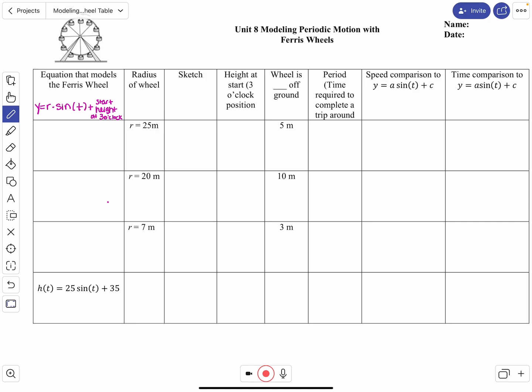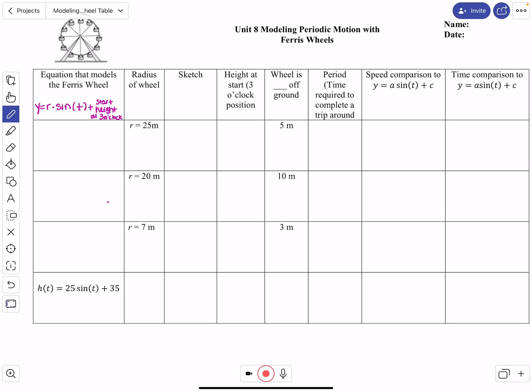So we've got y equals r times the sine of t plus the start height at 3 o'clock. So r is going to represent our radius, and then t is going to represent your period. And of course the start height at 3 o'clock. Now this is important because all of these apply to when your start height is at the 3 o'clock position.